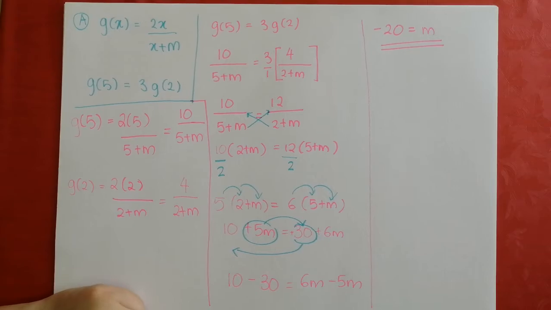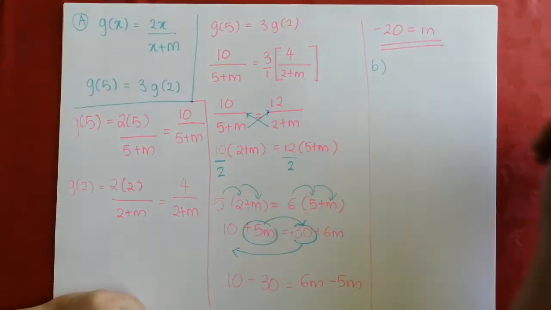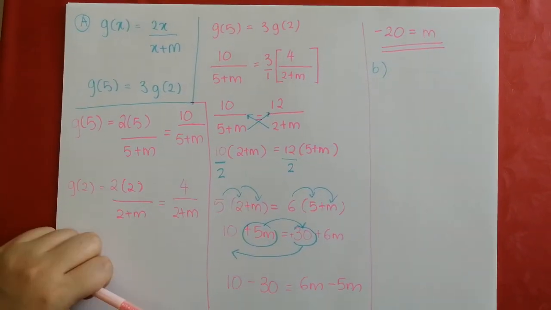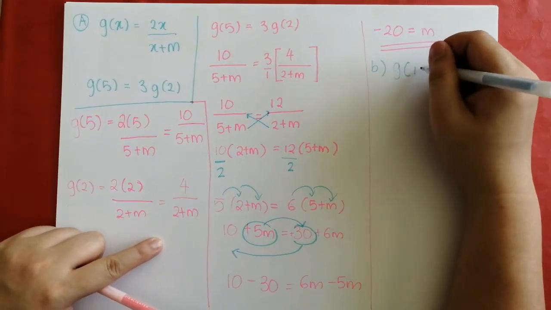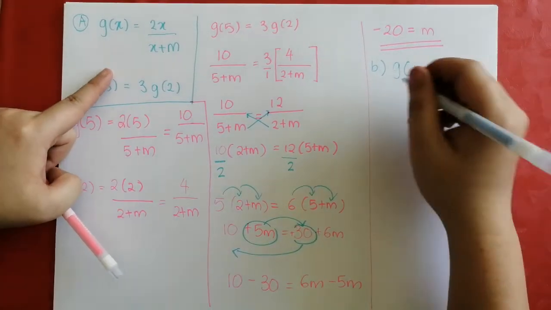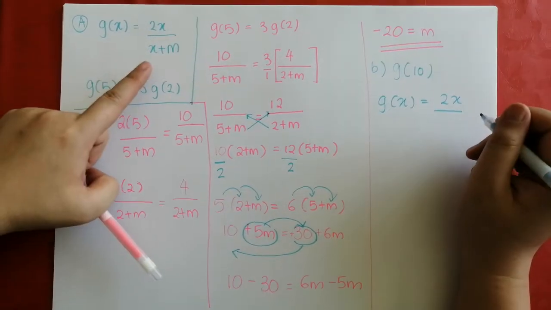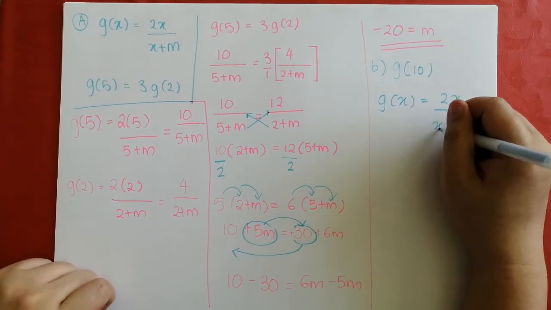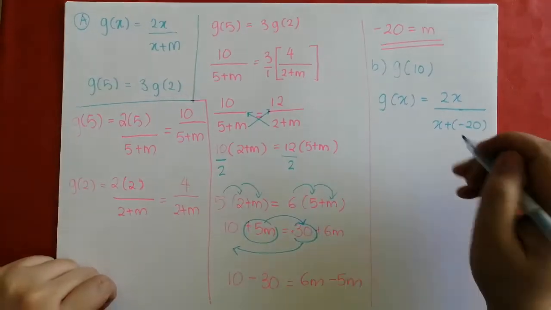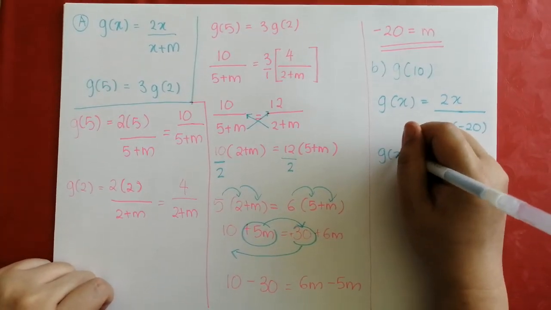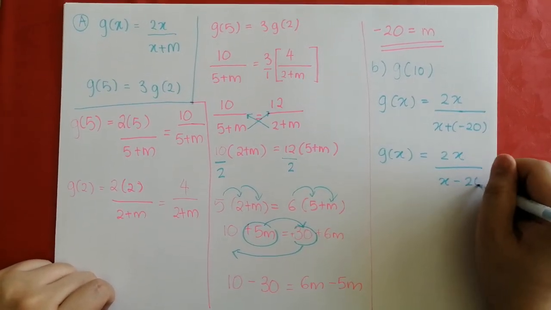Then moving on to part B, where you are asked to find g of 10. We know that our function g of x is 2x over x plus m, and our m is negative 20. So from there, if you simplify that, your g of x is 2x over x minus 20.